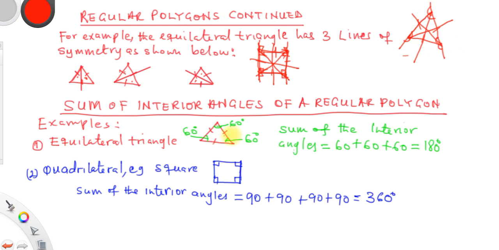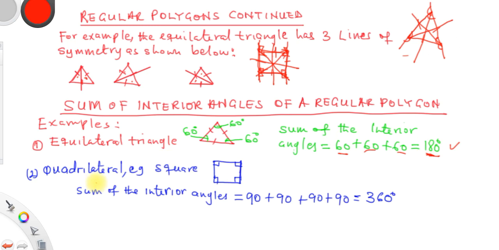Each of the interior angles of an equilateral triangle is 60 degrees. So the sum of the interior angles of an equilateral triangle will be 60 plus 60 plus 60, which is 180 degrees.